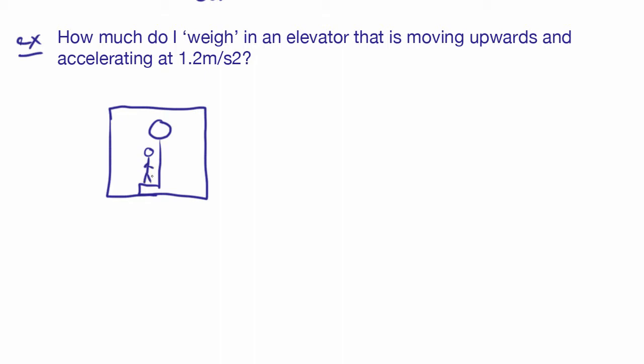All right, we want to know what that scale would read. Now we expect that it reads a number larger than what I weigh in real life. So let's give some numbers here. I think the only number that we really need is a mass. We'll consider the mass of the person to be 70 kilograms. Now the problem is we need to identify the object that we care about in this example.